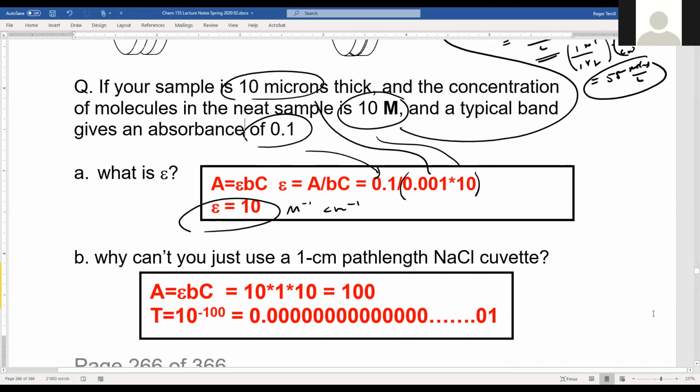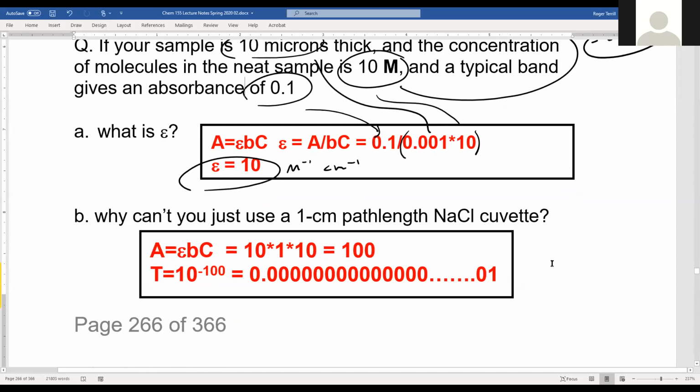And so, okay, well, that's fine. That's a 10 micron thick sample. That gives an absorbance of 0.1. Well, why don't we just use a normal 1 centimeter path? What type of absorbance would that give? Well, we can plug things back in here: 10 per molar per centimeter times 1 centimeter times 10 moles per liter, right? And that gives us a unitless absorbance of 100.